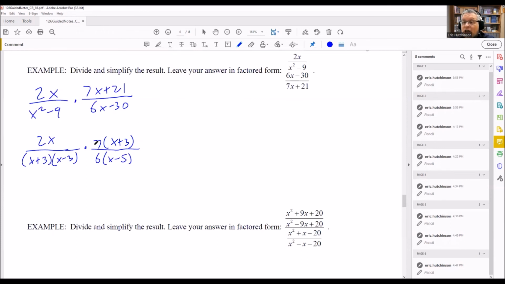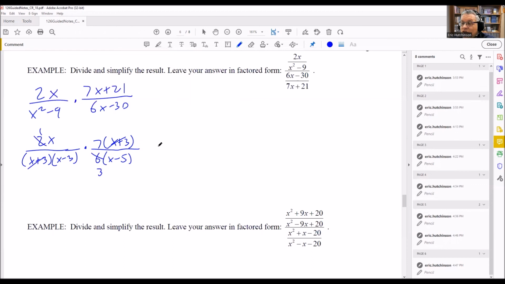Now we just look for anything that we can cancel out. X plus 3s are going to cancel out there. The 2 and the 6, we can reduce that. 2 divided by 2 is 1. 6 divided by 2 is going to be 3.